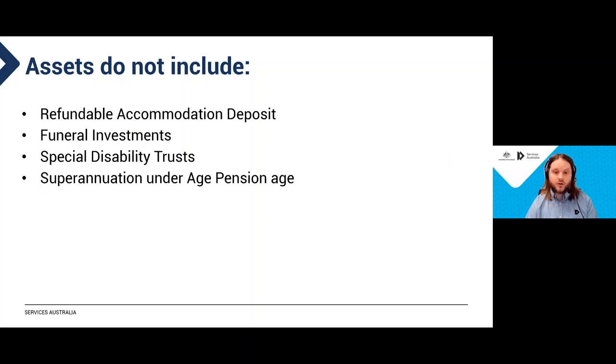Some other exempt assets include lump sum accommodation payments to residential aged care facilities, prepaid funerals, cemetery plots, and funeral bonds up to $15,500, and monies placed into a special disability trust, though that amount is subject to a reviewed capped amount. Superannuation is also an exempt asset for payment recipients and their partners under the age pension age, again, currently 67, provided that you haven't yet transferred your superannuation into an income stream, also sometimes known as a super or allocated pension.